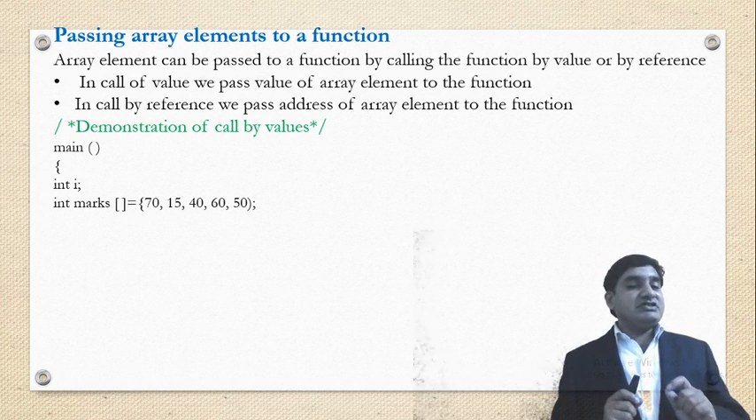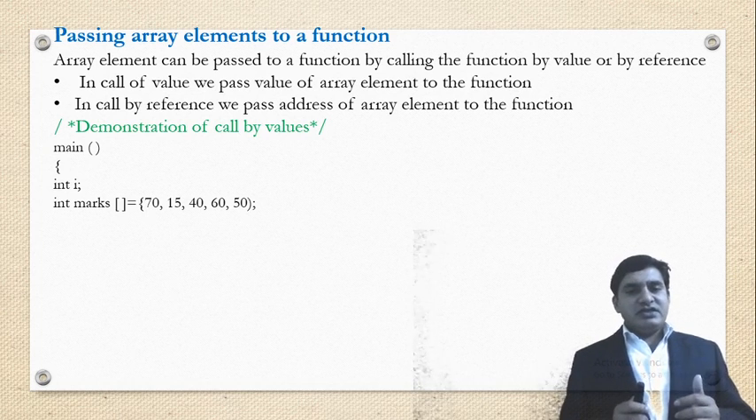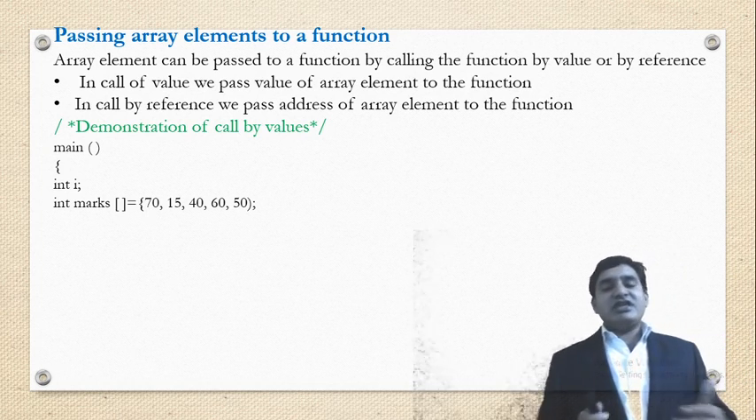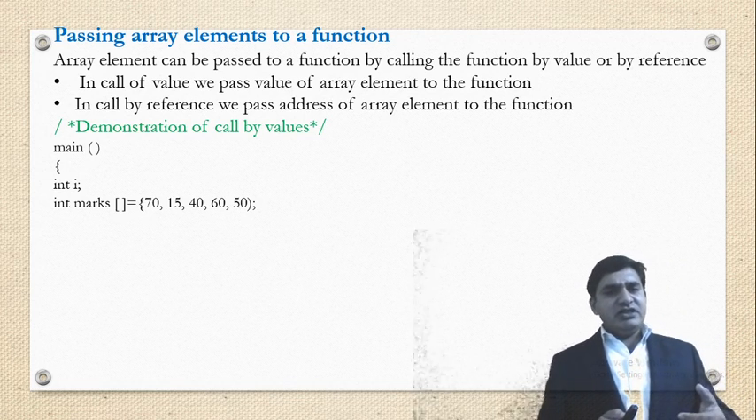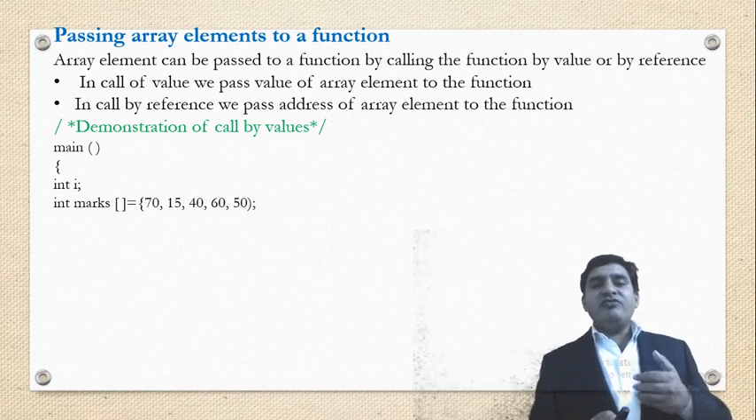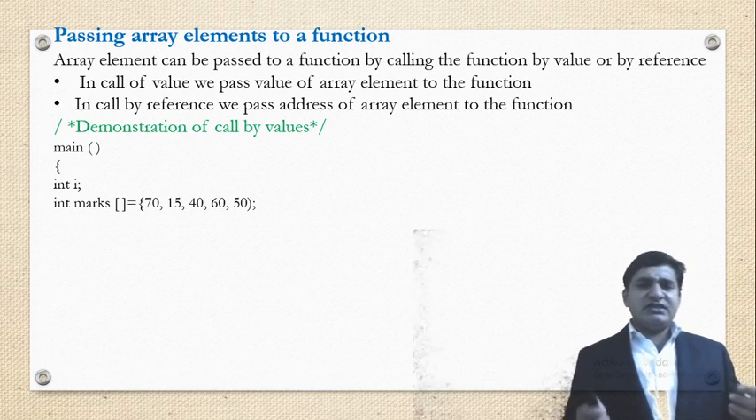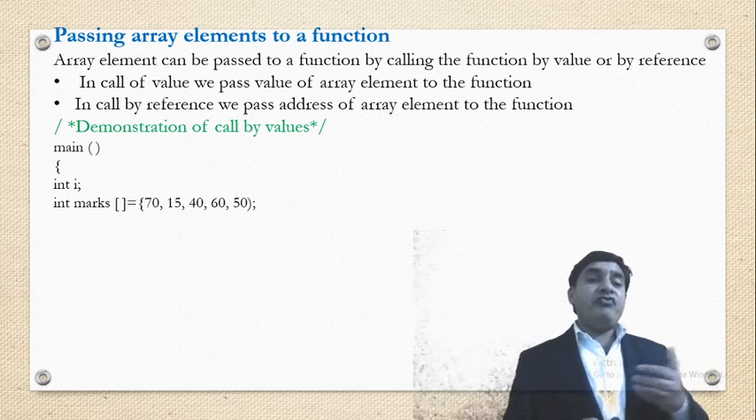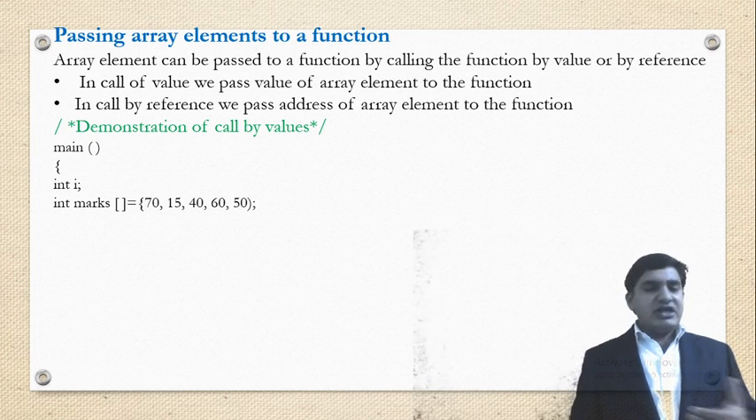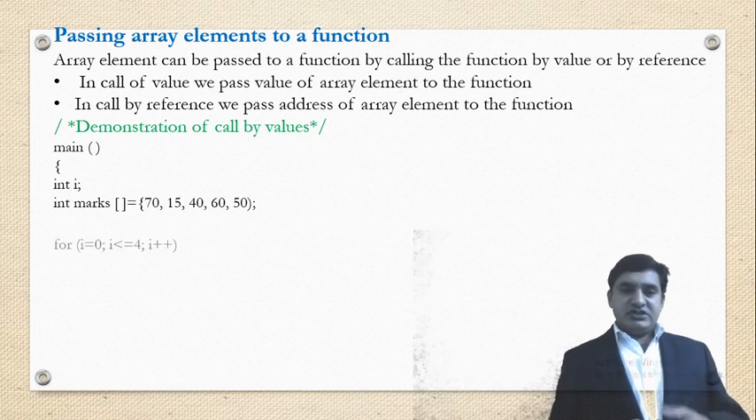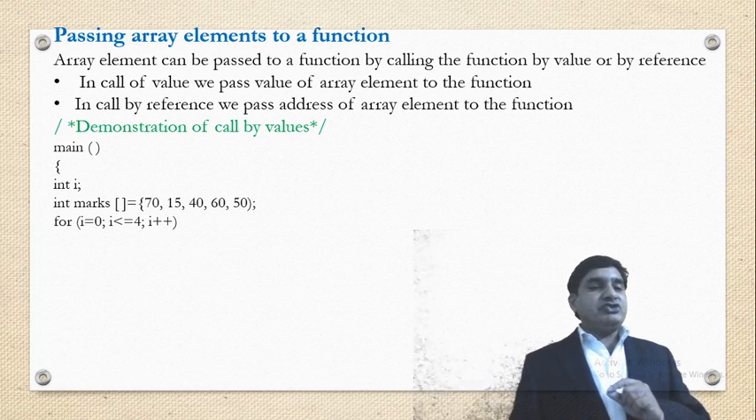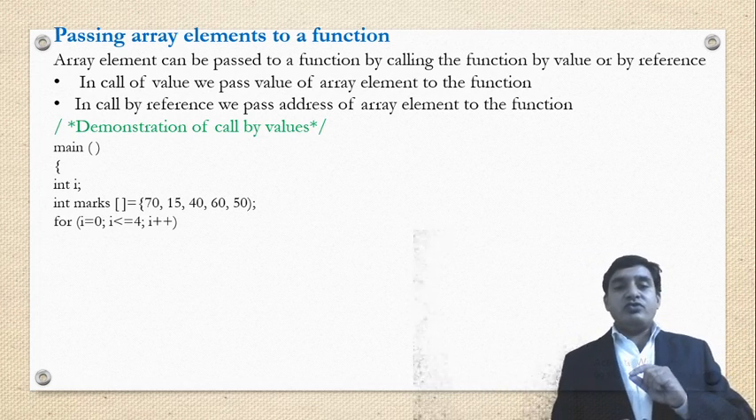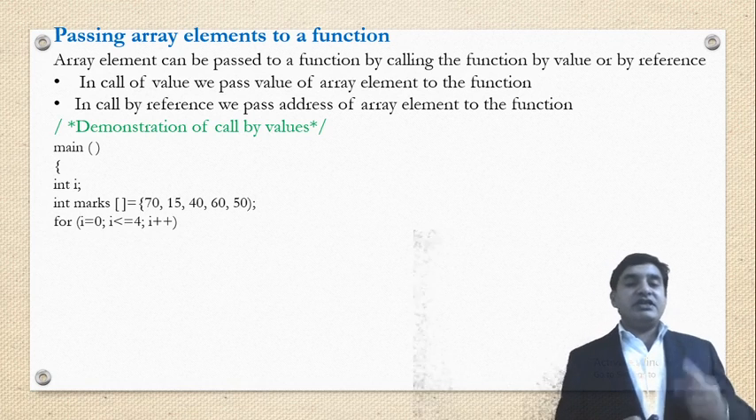The size of the array is not given, but it is automatically initialized because the array elements are given: 70, 15, 40, 60 and 50. These are the five array elements, and all of them are integers. We use a for loop: for i equal to 0, i less than or equal to 4, i incremented.